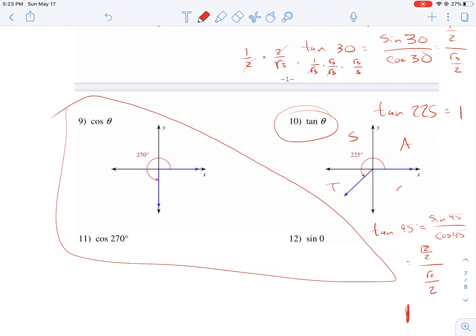And then now we've got to look at what quadrant we're in. All students talk constantly. So the only thing that's positive in the third quadrant is our tan values. And so we're good.